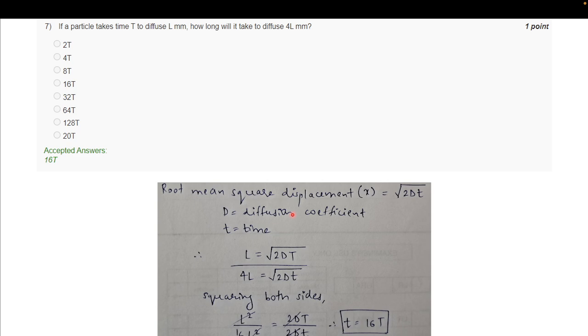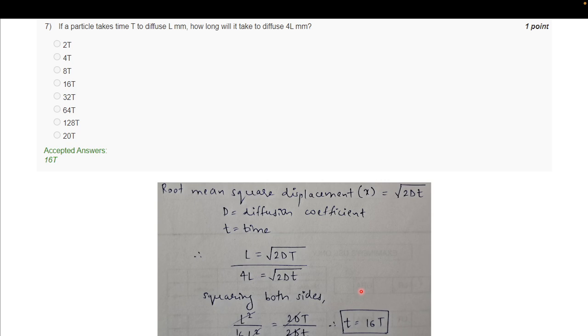We just have to take a ratio. Because it's the same particle, the diffusion coefficient will not change. As I said, it's a property of that particle. No matter where you put that particle, that value won't change. So since it's the same particle, we can just take the ratio of these two lengths. Initially it takes time T to travel L distance. Now we have been asked how much time it will take if the distance goes from L to 4L. You just take a ratio of these and you'll get the new time as 16t.